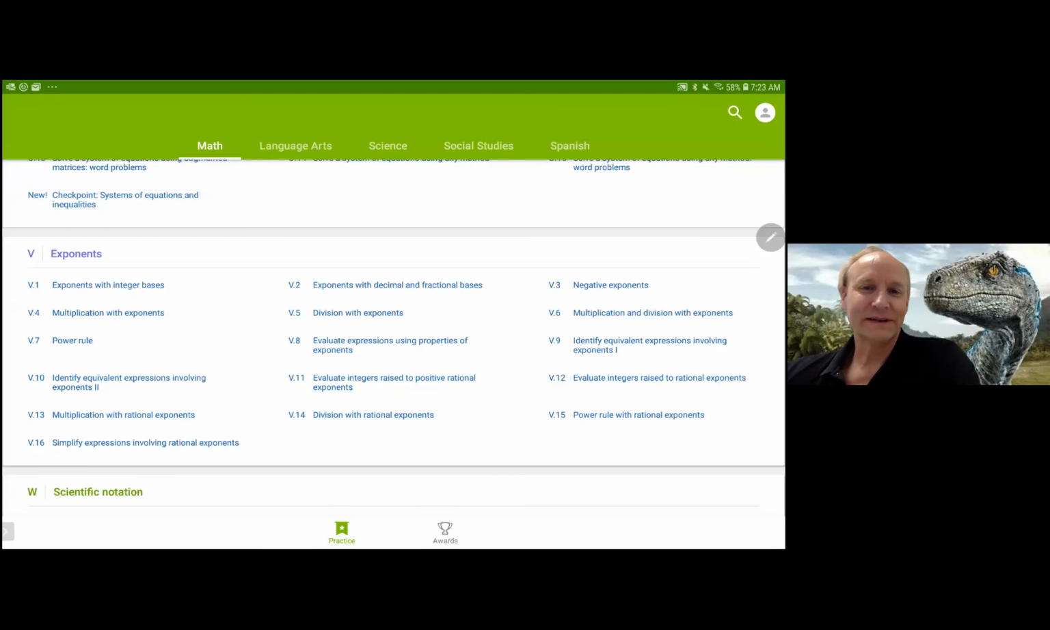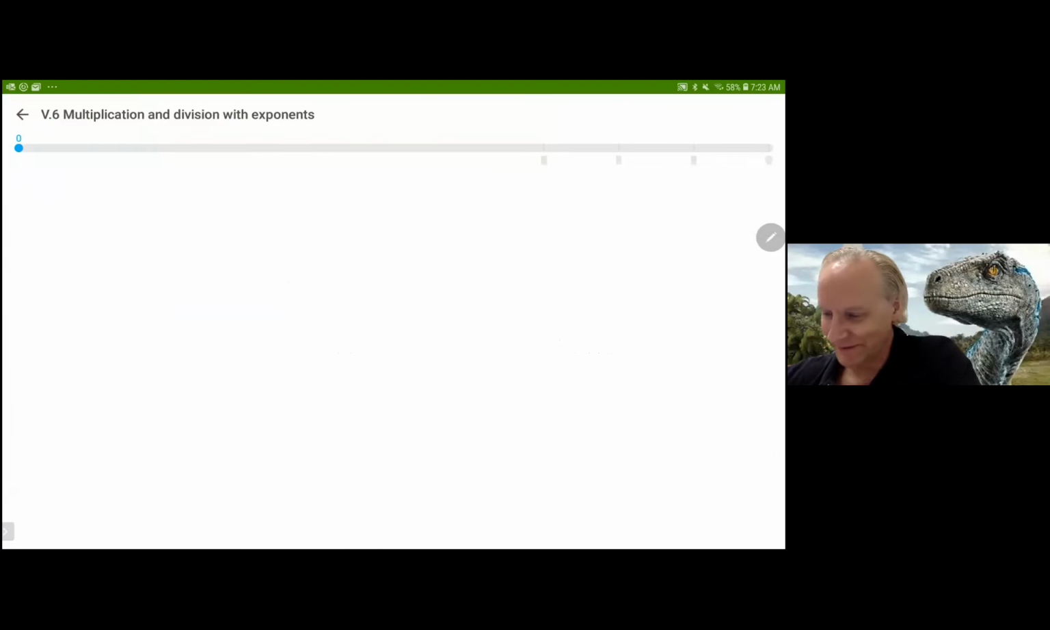Hi, everybody. We're going to do V.6, which is from the IXL Algebra 1. It's multiplication and division with exponents, so it's a combination of the two. I haven't previewed it, so it'll be a surprise like usual. So here we go. Let's take a look and see what they got for us.